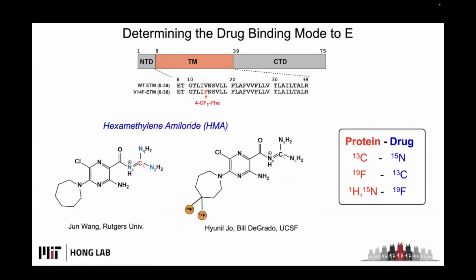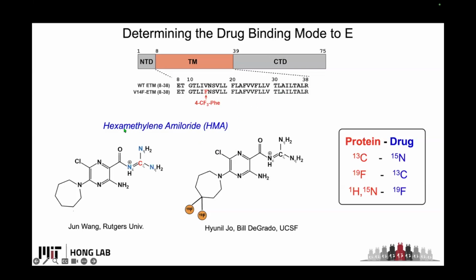Now, determining the structure really is for 2 purposes. One is to understand the fundamental mechanism of ion conduction, and the other is really to try to facilitate drug binding, drug development, and understanding the drug binding mode.